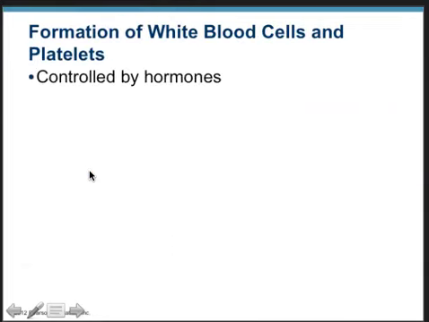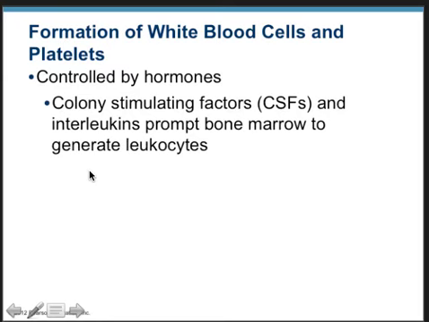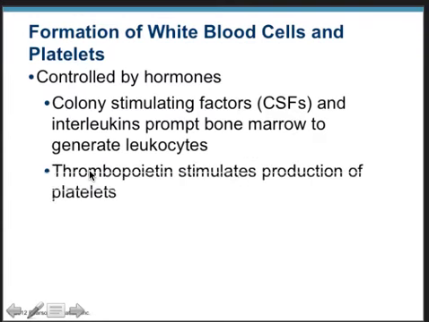Now, white blood cell production and platelet production is controlled by a variety of hormones called colony stimulating factors as well as interleukins, and this makes the bone marrow generate leukocytes, while thrombopoietin stimulates the production of platelets from megakaryocytes. And again, this all happens beginning in the red bone marrow.